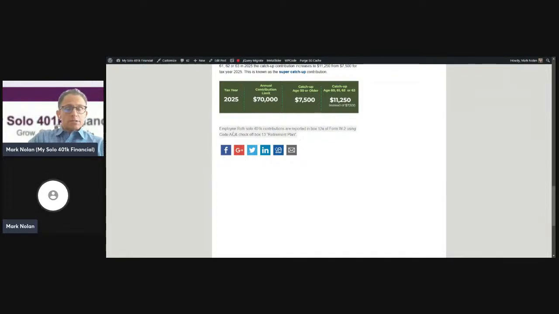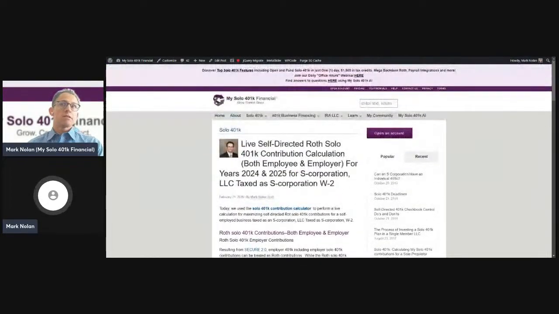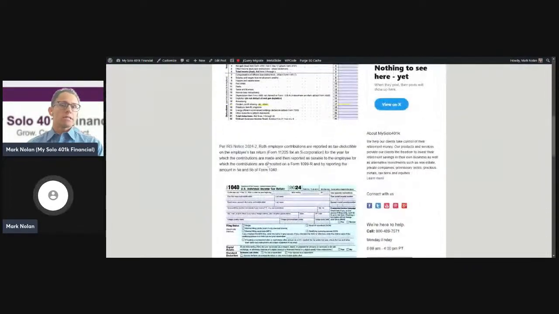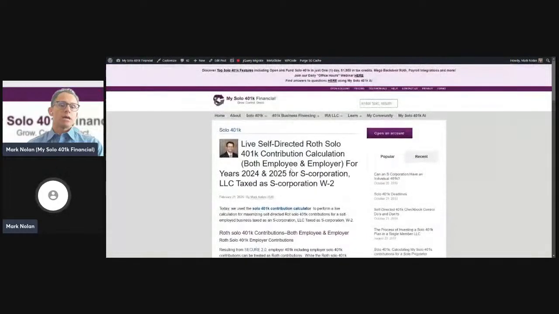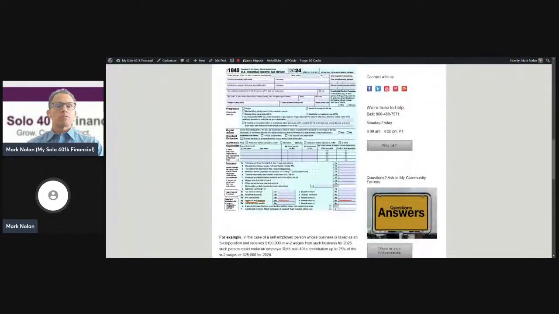So that covers the differences between employee Roth Solo 401k contributions and employer Roth Solo 401k contributions. So this is a good page to take a look at. We're going to post today's video on this page here on our website so you can reference it later as well. Okay, let's switch over to our calculator so we can do some live illustrations here.